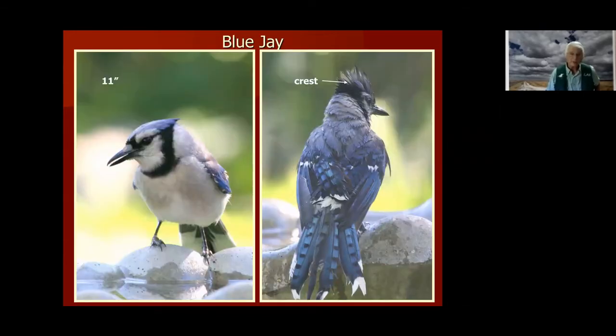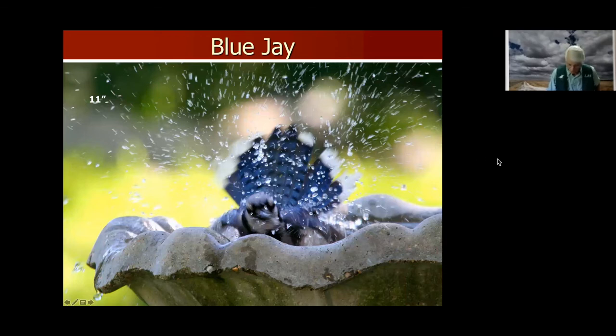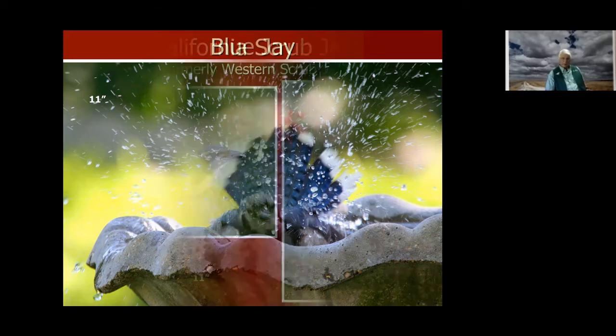So there's the eastern blue jay, 11 inches long. Nice, beautiful pattern. They have a crest. When the feathers on the head stick up, we call that a crest. And notice they can drop the crest if they want. And just like any other bird, they love to take a bath in a bird bath. So that's the eastern blue jay. That's the formal name, the blue jay.